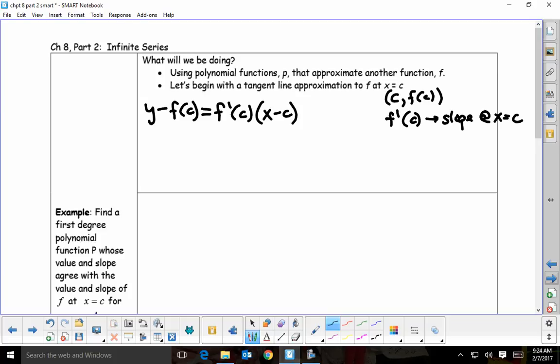Now I'm going to go ahead and just solve for y here. And we have this. That is our first degree polynomial approximation for any function. So a tangent line has a degree of 1. Why we call it the first degree. Another way, instead of saying y, is to say that I want p sub 1 of x. So my polynomial function of degree 1 is equal to this guy.